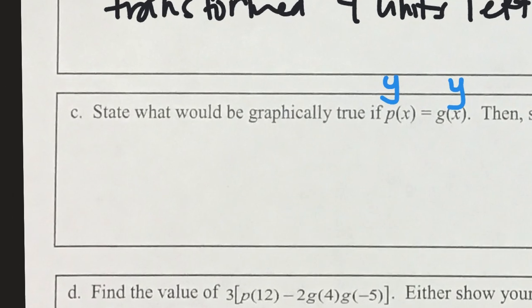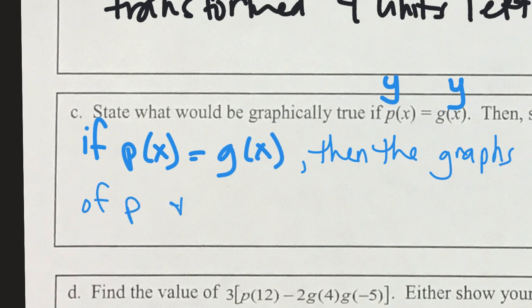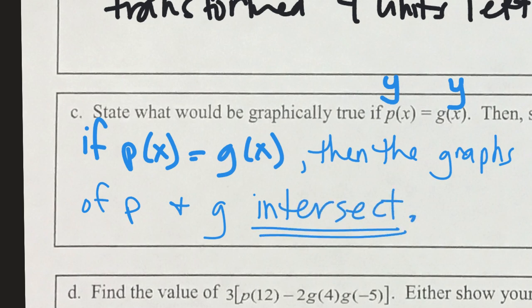So what is happening is, if p of x is equal to g of x, we use complete sentences, right? This is what they're asking about, so that's what we're going to write about. Then the graphs of p and g intersect, right? If we have the same y values, we're talking about the intersection of our graphs. Okay, so you're going to get the point if you say that the graphs are intersecting, because that's what happens when we have the y value of p equaling the y value of g.